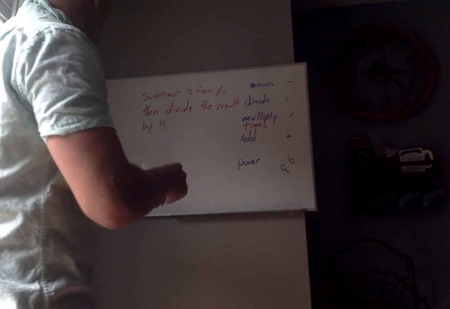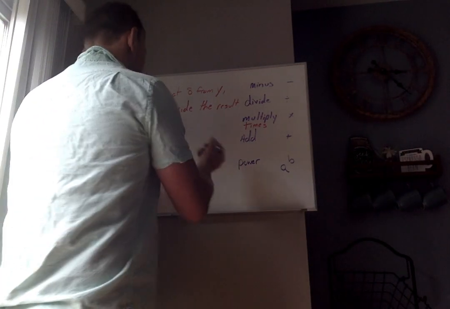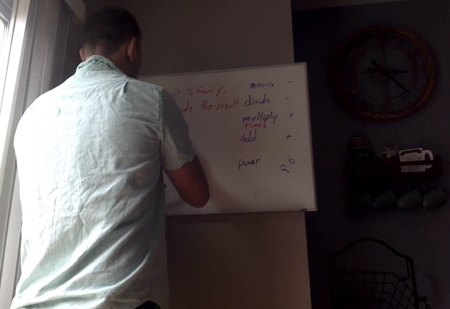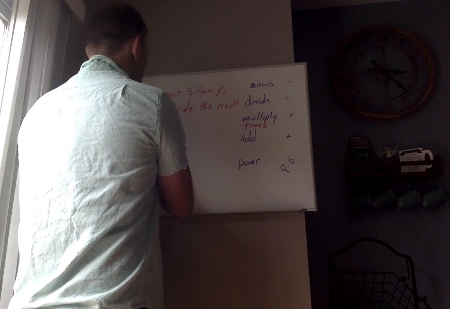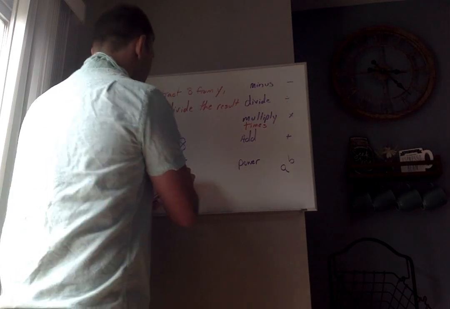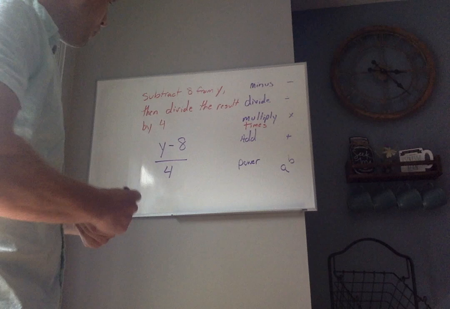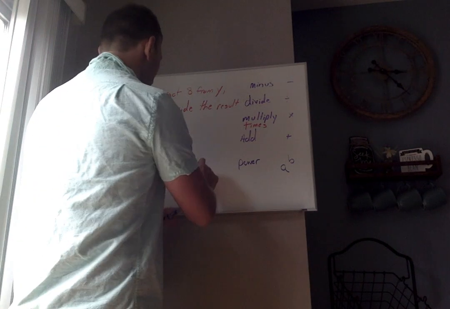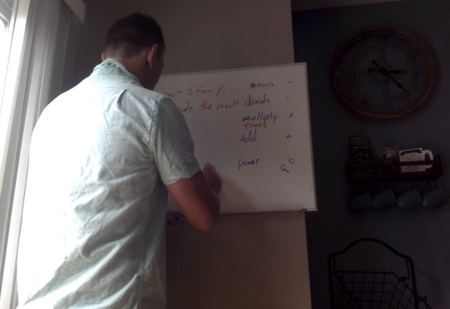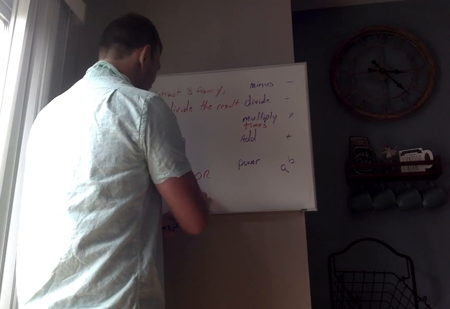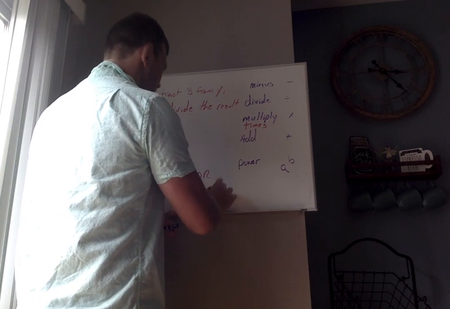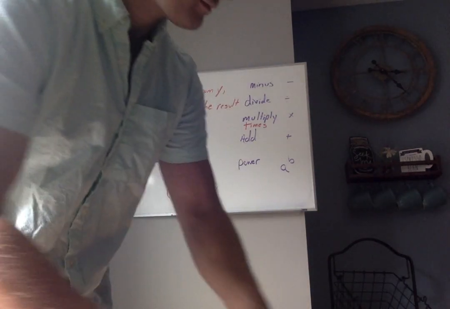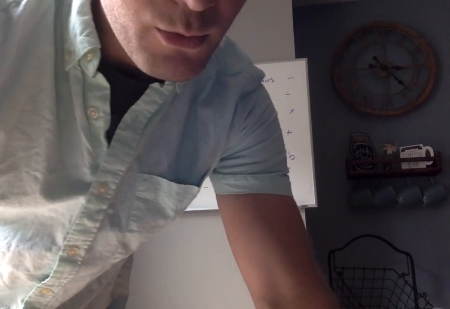So what I'm going to do is this. I'm first going to start out and deal with subtract 8 from y. So I'm going to do y minus 8. Then it says divide by 4. So this is one way to enter it. Or what you could do is y minus 8 divided by 4, just like that. So we have y minus 8, and then we're going to have divided by 4.